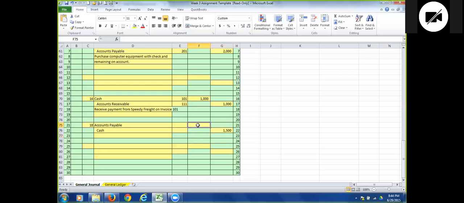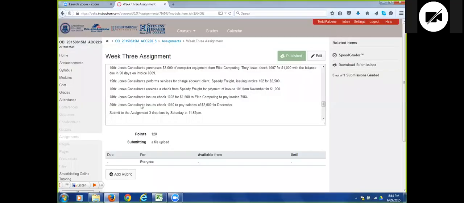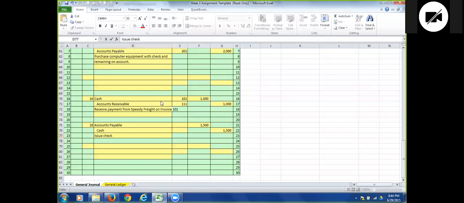So you want to decrease your accounts payable because accounts payable is a liability, which means it has a normal credit balance. So when you pay down the liability, you want to debit, decrease the liability to show that it's been paid. And then in the description, you can put issue check 1008 to Elite Computing for invoice 7964.